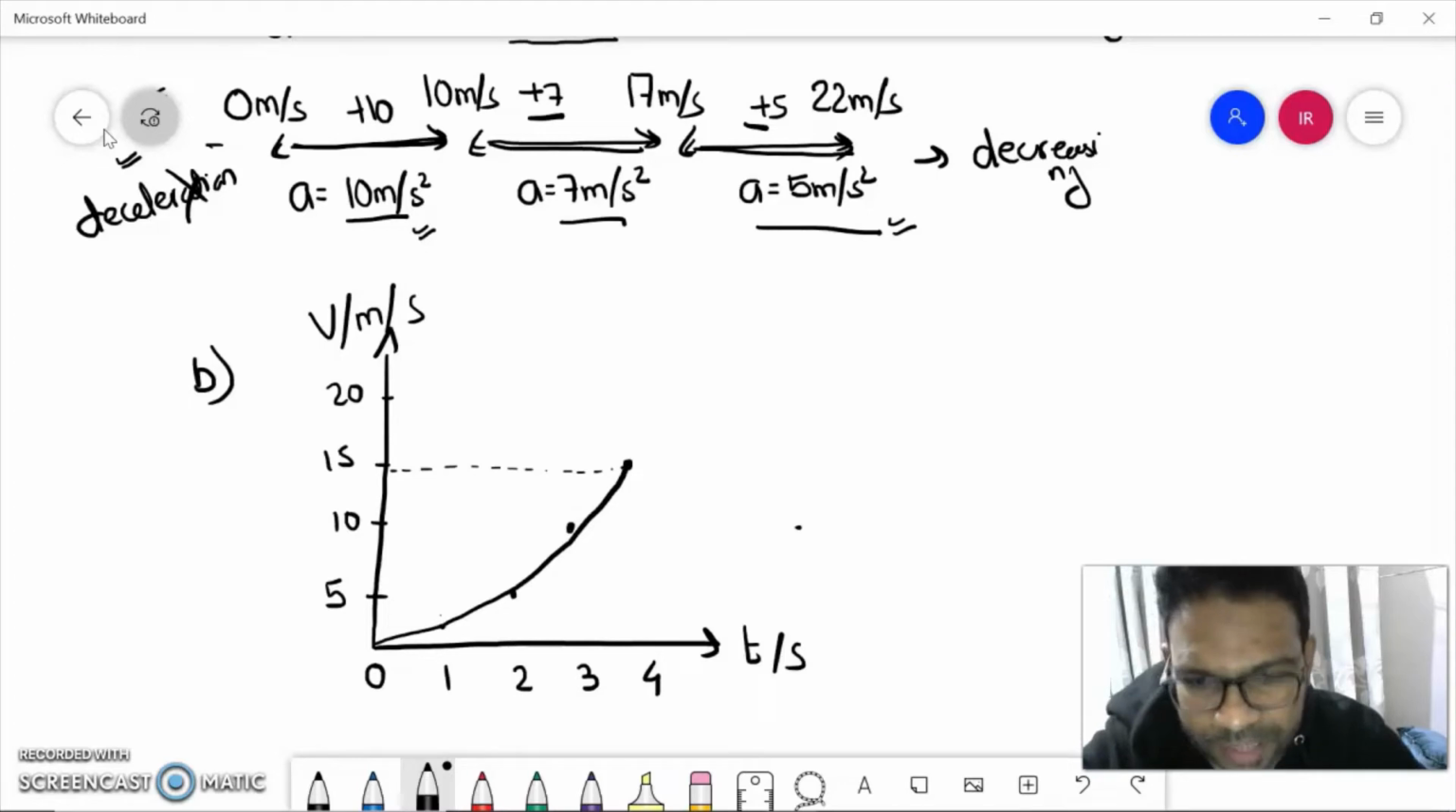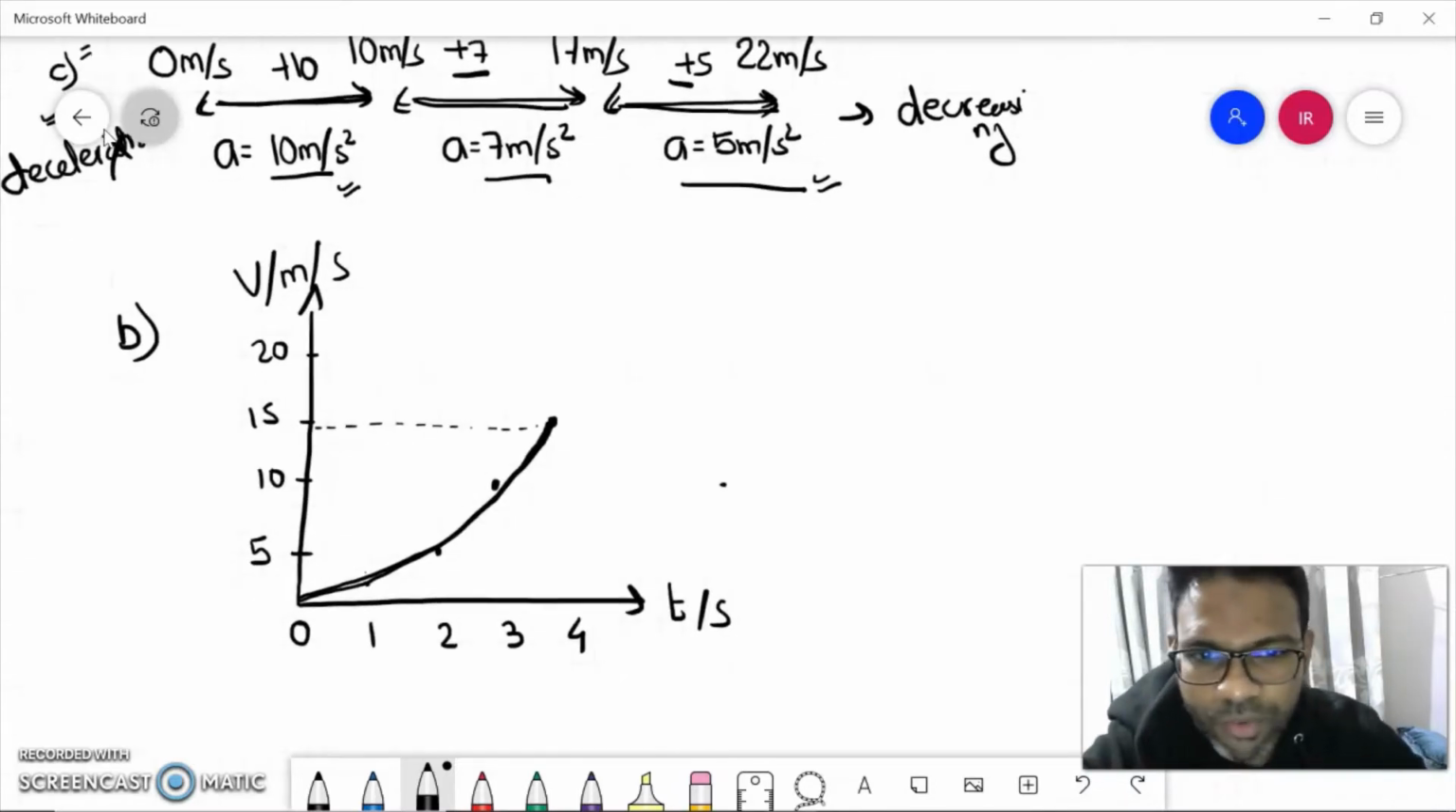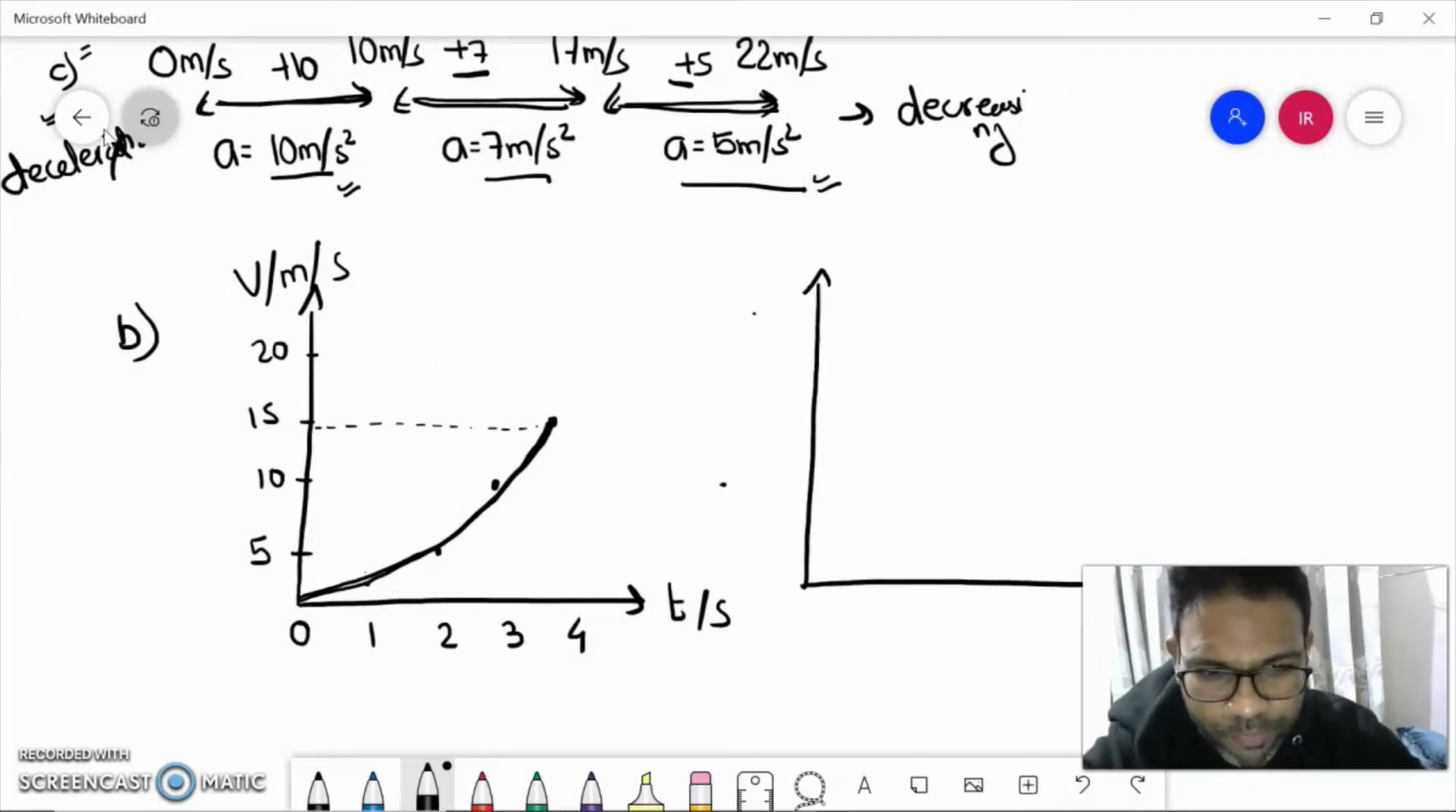It's not a straight line, it's a curved line, and you see the gradient of the graph is increasing, right? I cannot draw it very accurately here because I'm not using graph paper, but the shape would remain like this. It would be a curved line, right? So if I draw only the shape of the graph and not put down any values, this is how the graph would look. So let me just draw it here.